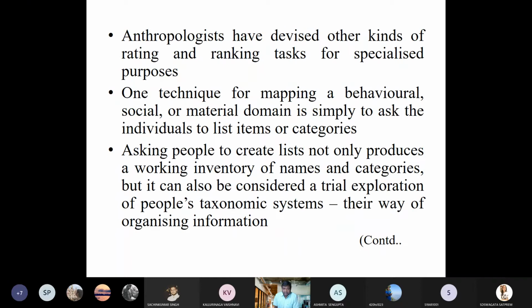Anthropologists have devised other kinds of rating and ranking tasks for specialized purposes. One technique for mapping behavioral, social, and material domains is simply to ask individuals to list items and categories. So generally, we sometimes map the behavioral things, the social and material aspects, and we ask in different ways how the people are mapping all these things. Asking people to create lists not only produces a working inventory of names and categories, but it can also be considered a trial exploration of people's taxonomic system, their way of organizing information.